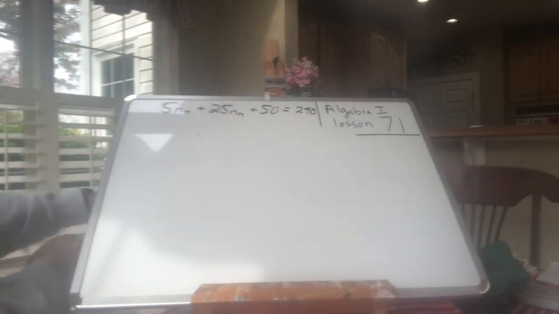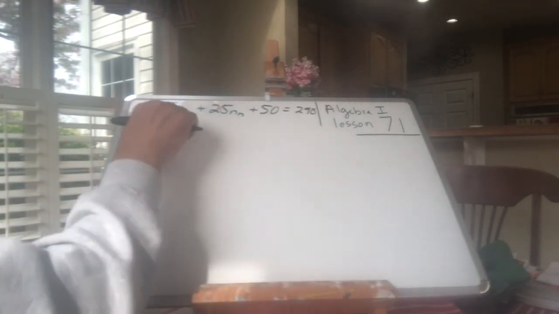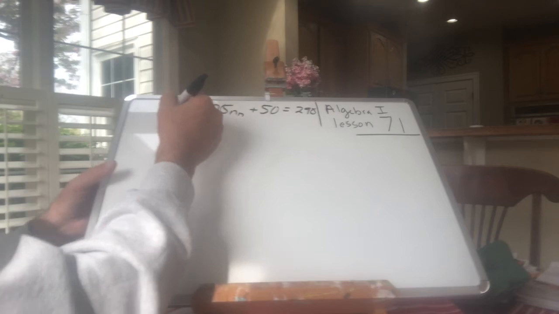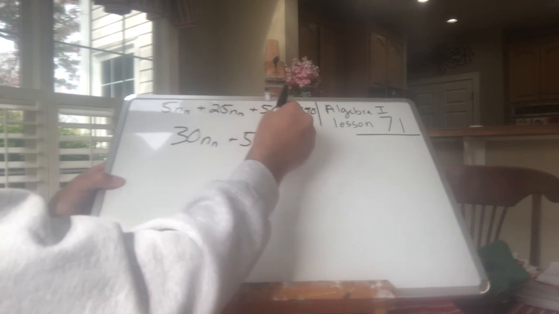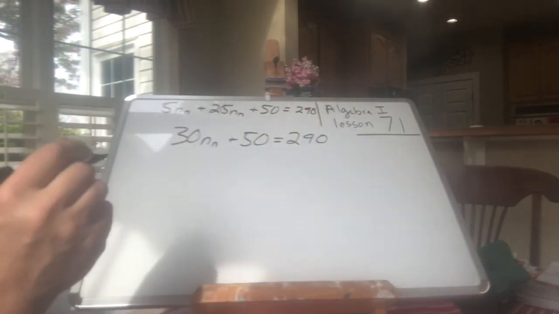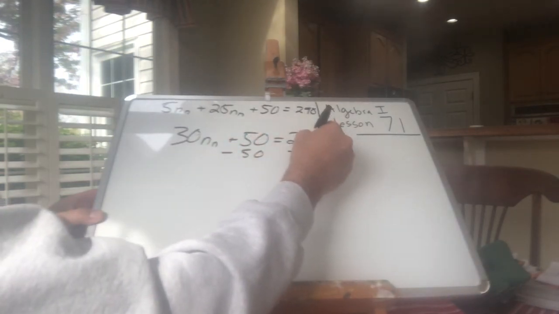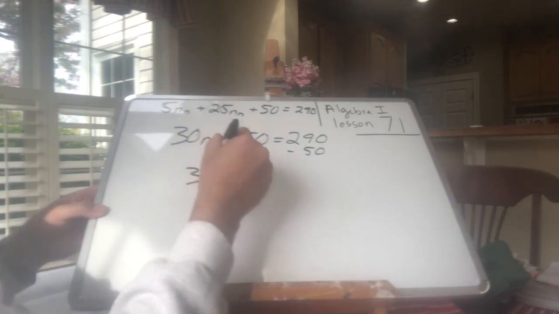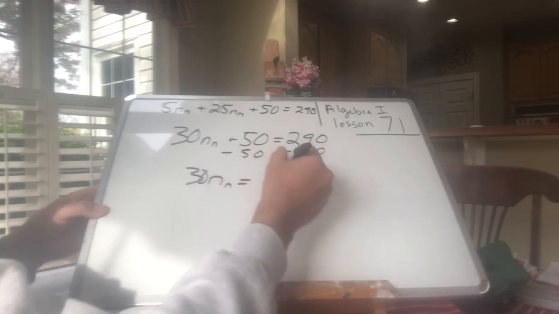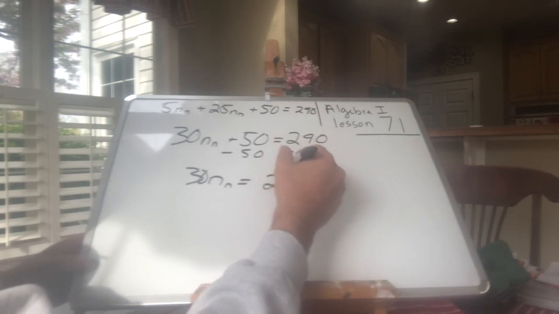Okay? So, now I know how I can solve this, right? I will add the like terms. 5 times the number of nickels plus 25 times the number of nickels is 30 number of nickels plus 50 equals 290. Okay? Like terms, I'm going to minus 50 here, minus 50 here. I'm left with 30 number of nickels equals 240.